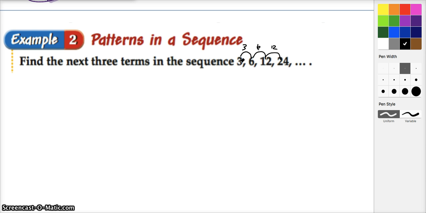However, what I see is it looks like we are doubling the number before, right? So 3 plus 3 is 6. 6 plus 6 is 12. 12 plus 12 is 24. What are the next three numbers? Well, I'm using my inductive reasoning skills to say, from 24, the next three numbers would be to double the one previous. So I would get 48, right? And then I get 96, and then I get 192.